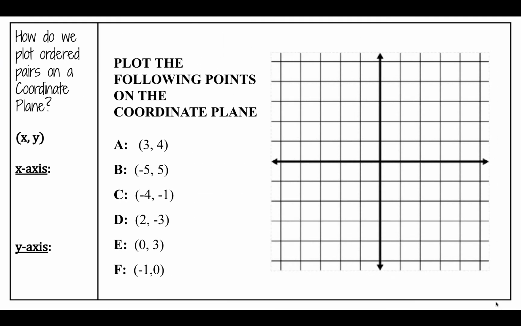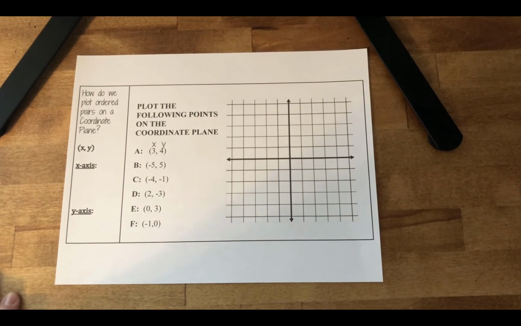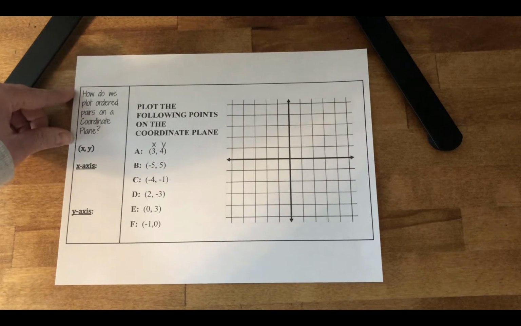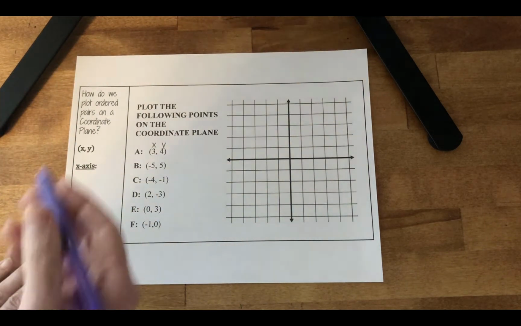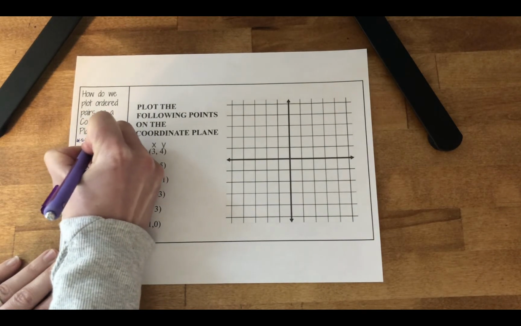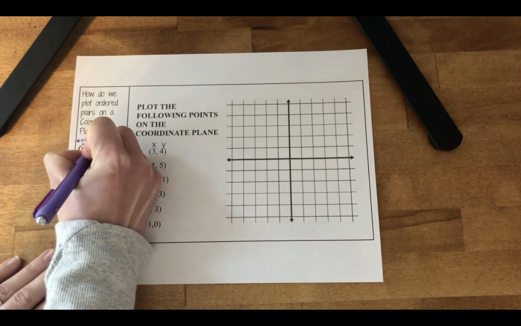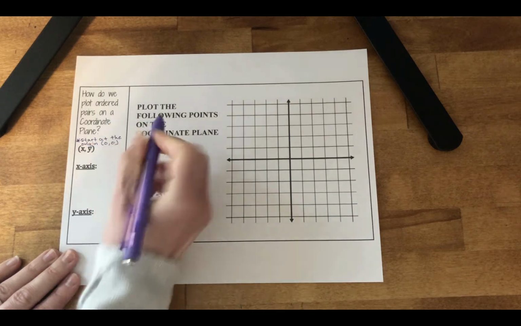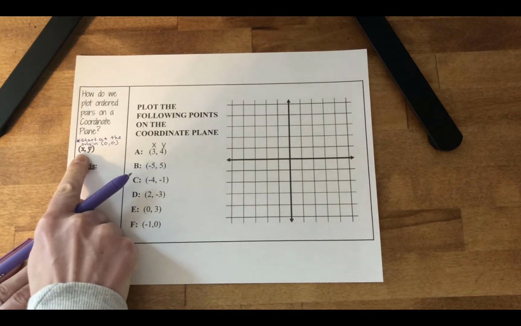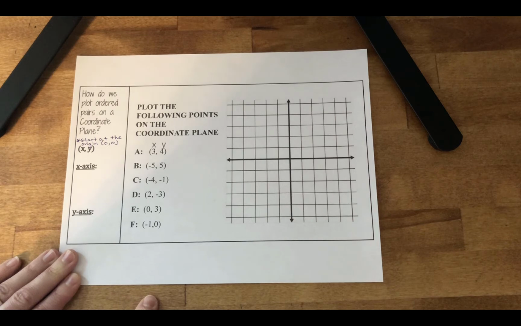Let's practice plotting ordered pairs on a coordinate plane. Let's plot the following points on the coordinate plane. Let's remind ourselves, how do we plot points called ordered pairs on a coordinate plane? Well, let's put a little reminder here: start at the origin, and that is when x is 0 and when y is 0. Always recognizing that x comes first in our ordered pair, then y. So we first start by finding our x value and then our y value.